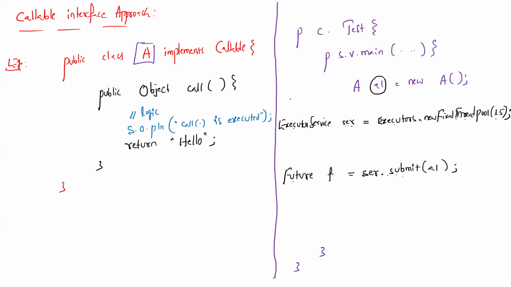This method is executed because of this line, so that will give the output of this call being executed. Did you understand?